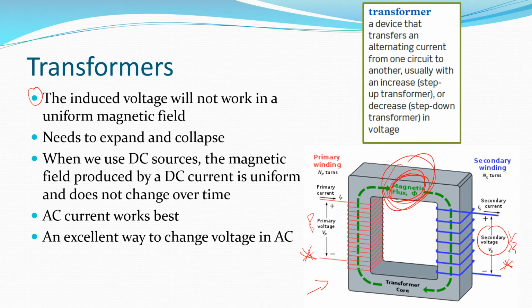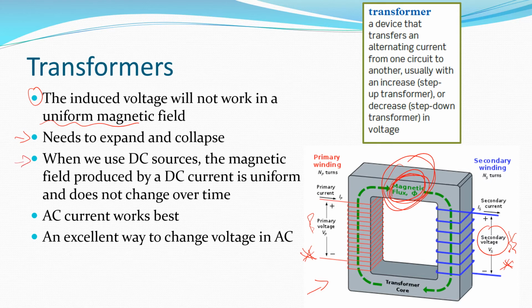You need that change. So it won't work in a uniform magnetic field, much like when we looked at Lenz's law before. You put a magnet through a coil. If the magnet just sits there in the coil, it's not inducing that current. So that's what this bit means. It needs to expand and collapse.